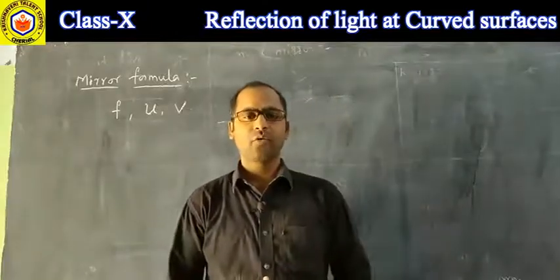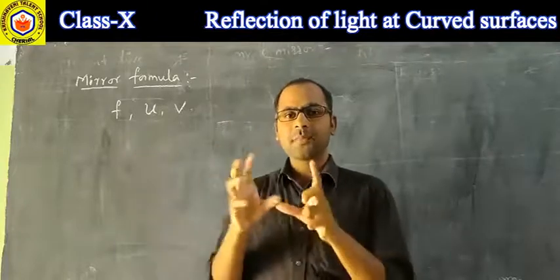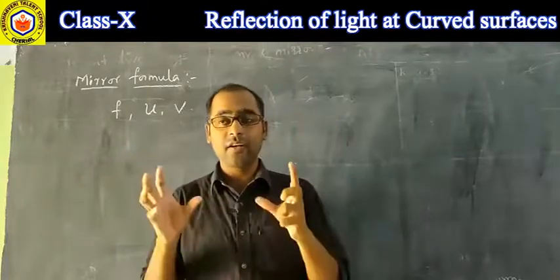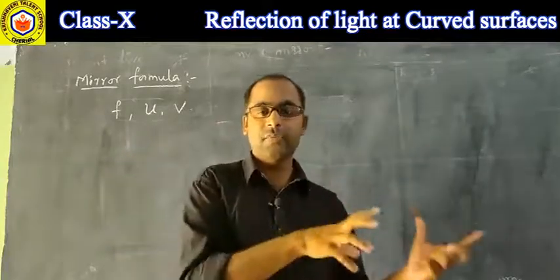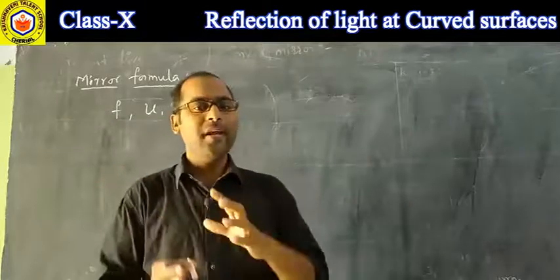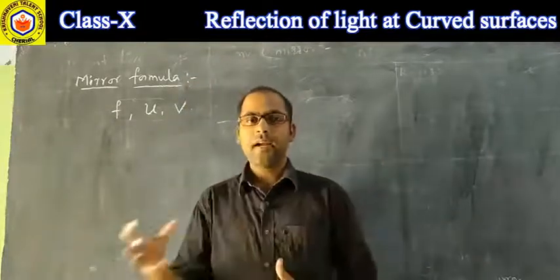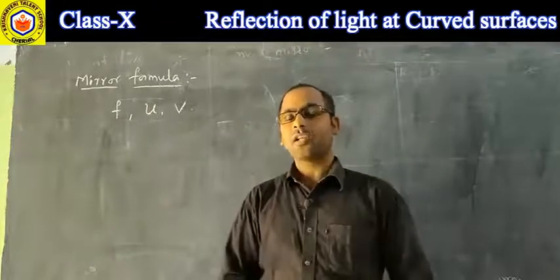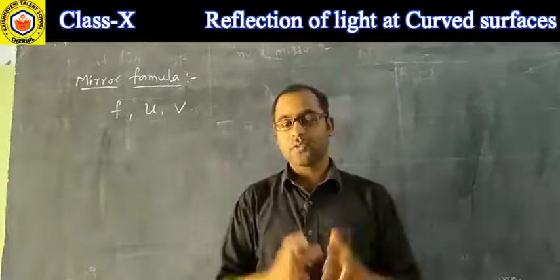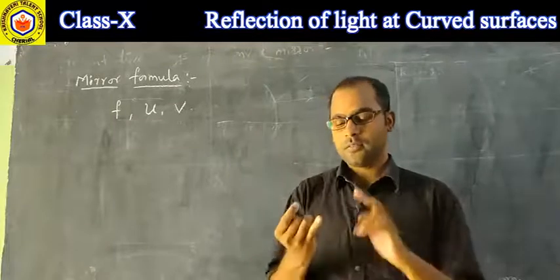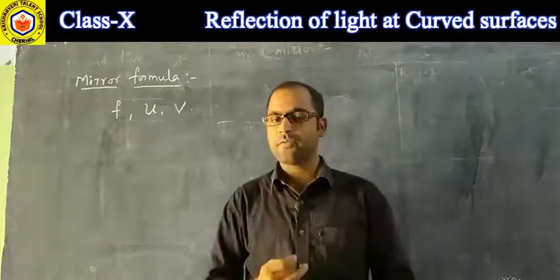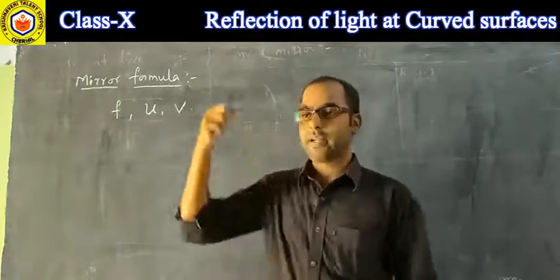So far we have discussed that when the object is placed in front of a convex mirror or concave mirror, based on the object positions where the images will be formed, and what are the properties of those images. So that we have learned with the first one with the lab activity, and next with the ray diagrams.